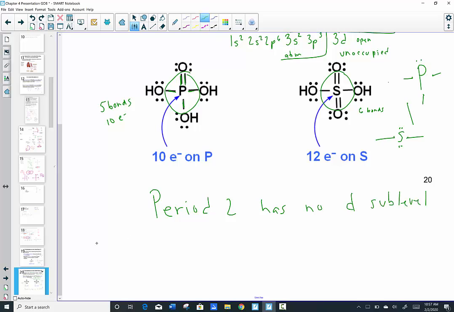When I write a configuration 1s2, there's no d sublevels. Period 1 will never be able to expand its octet. And in the second energy level, we said that we had a 2s2, 2p6. That's it. Since there's no d sublevel before we reach the third energy level, there's no chance that a second row element can ever break the octet rule. So it will never break octet.